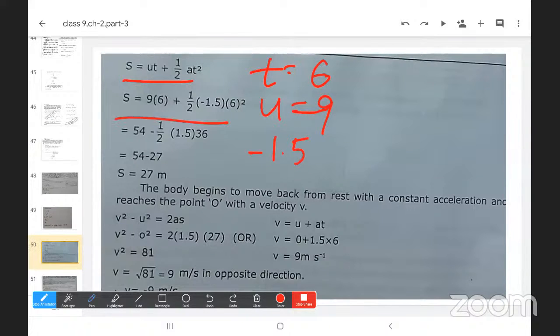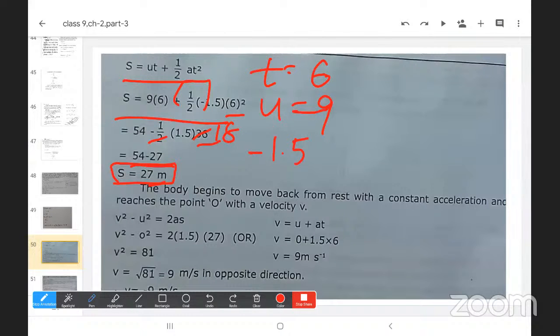So 9 into 6 plus half into minus 1.5 into 6 square. So 9 into 6, 54, minus half, plus into minus gives minus. Now 6 square is 36 here, right? So 2 ones are 2, 2 18s, this is 18. So 18 into 1.5, we'll get 27. So 54 minus 27 we got. So s equals 27 meters. Okay, the distance we got is 27 meters.